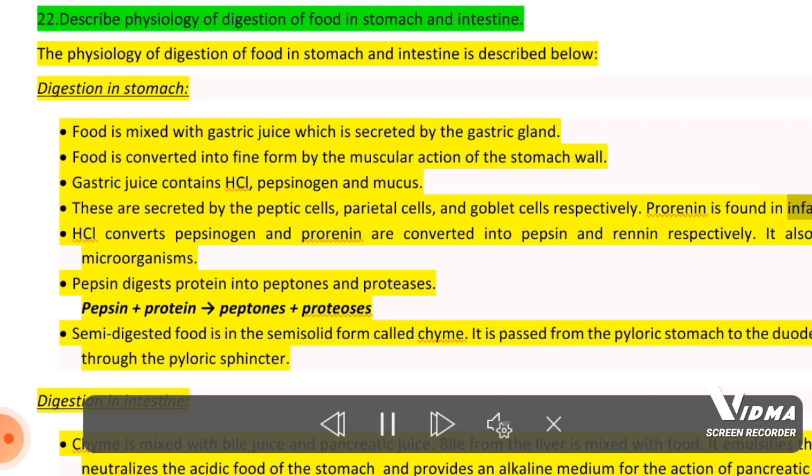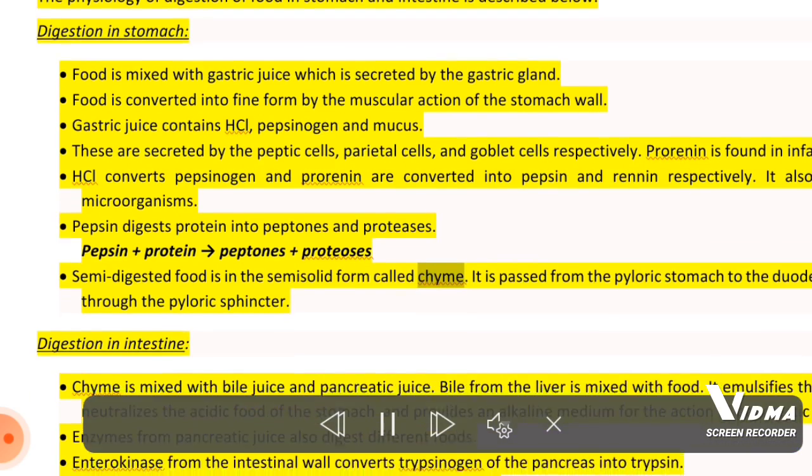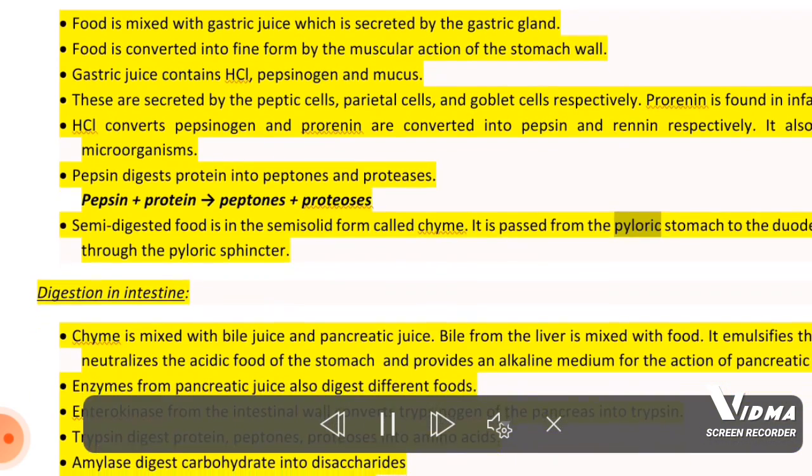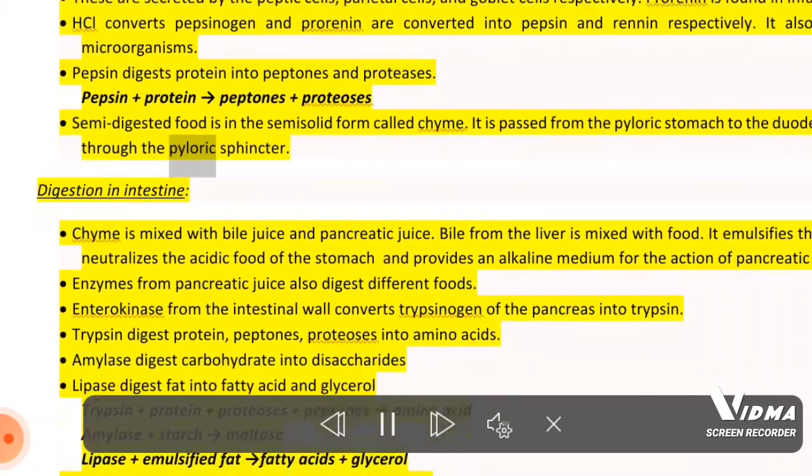Prorenin is found in infants. HCl converts pepsinogen and prorenin into pepsin and renin respectively. It also kills microorganisms. Pepsin digests protein into peptones and proteoses. Pepsin plus protein gives peptones plus proteoses. Semi-digested food is in the semisolid form called chyme. It is passed from the pyloric stomach to the duodenum through the pyloric sphincter.